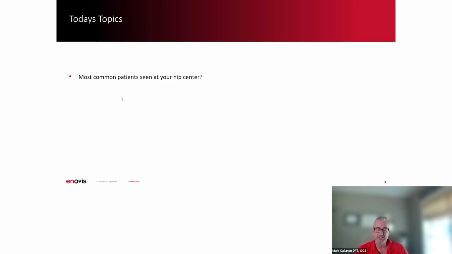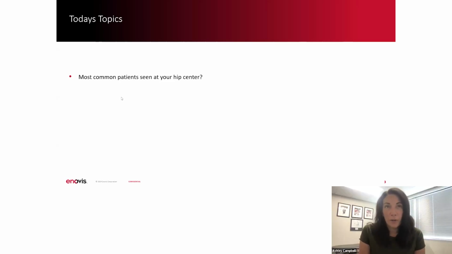What's your most common patient you're seeing in your center for hip? I would say, by far and away, our most common presentation is what we would call FAI syndrome. So femoral acetabular impingement syndrome, those that have underlying hip morphology of hip impingement, but also have pain associated with that. The problem with that is multiple fold.